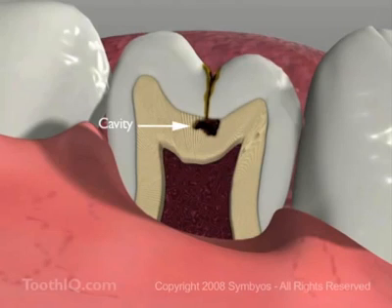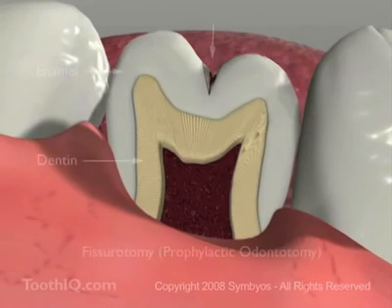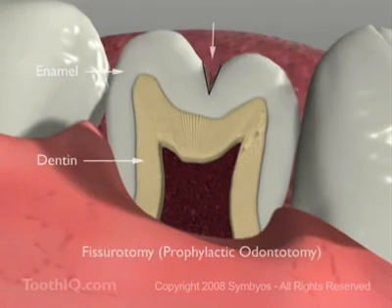Over the years, many attempts to stop pit and fissure tooth decay have been made. Here are the most common, their strengths and weaknesses. Fissurotomy, or prophylactic odontotomy, involves funneling the grooves open with a cone-shaped dental burr.